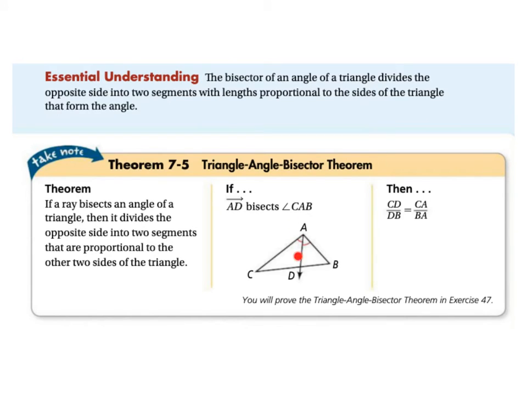All right, now we're going to be talking about bisecting an angle. The bisector of an angle of a triangle, you can see that ray AD bisects this angle CAB on this triangle. Okay, it divides the opposite side into 2 segments with lengths that are proportional to the sides of the triangle that form the angle. So we can say that, for example, CD over DB is proportional to CA over BA. And those are the two sides that form it. And so these are these segments. So this is this over this equals this over this. Yep, let's try it.